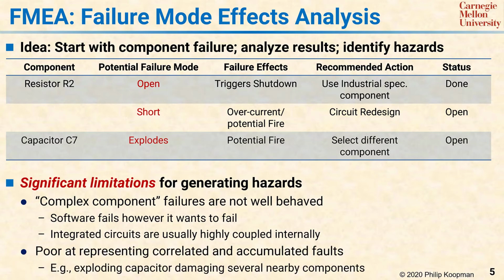They're also poor at representing correlated and accumulated faults. For example, if a capacitor explodes and it damages several nearby components, an FMEA is not going to expose that because the FMEA assumes one component at a time fails and figures out the results. So that means that FMEAs are pretty good for hardware reliability, but they're not particularly useful for any of the more complex safety critical issues.